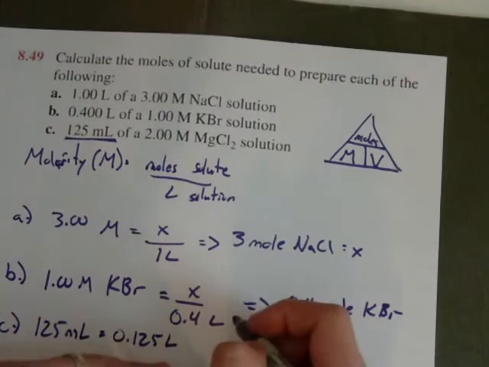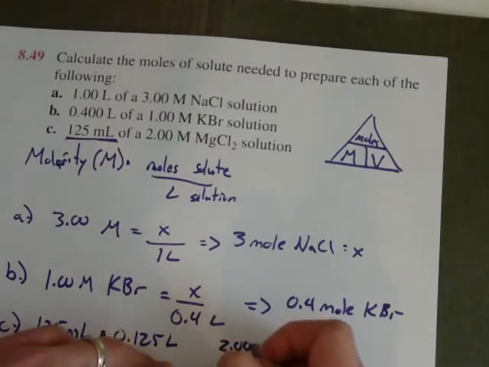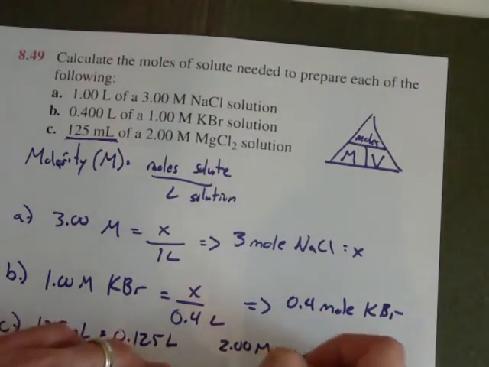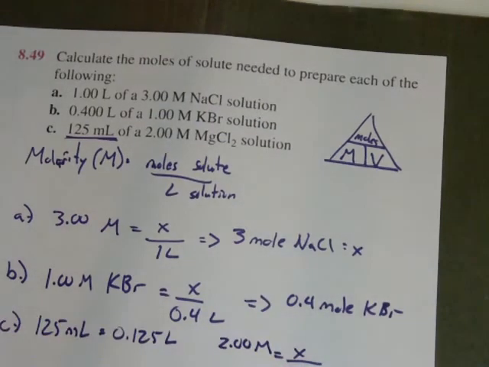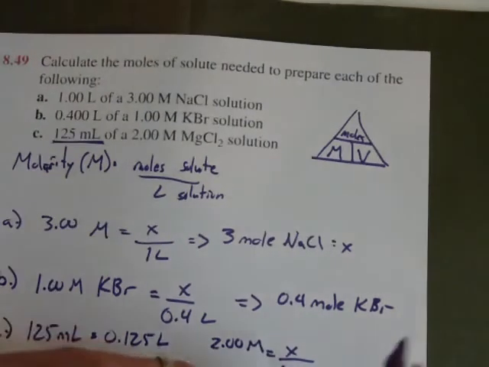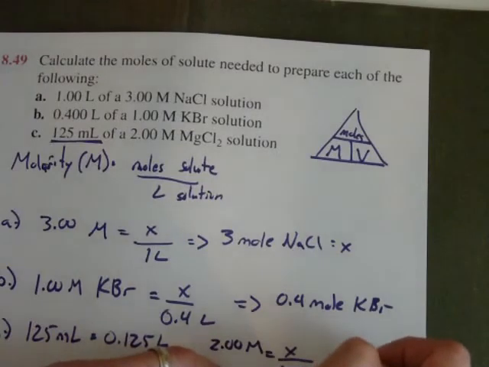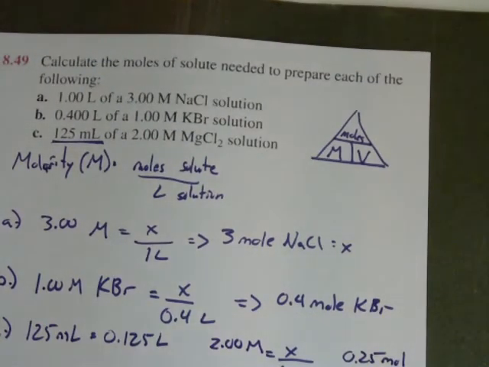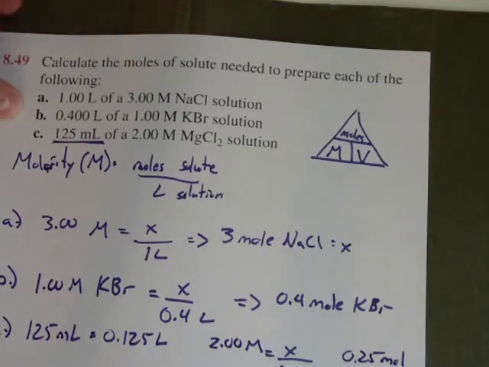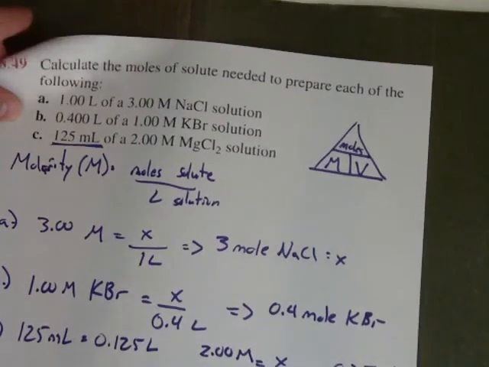And so then we get 2.00 molar equal to X over 0.125 liters. And so in this case we get 0.25 moles of the magnesium chloride. Okay? So that's how we would use molarity to solve for moles.